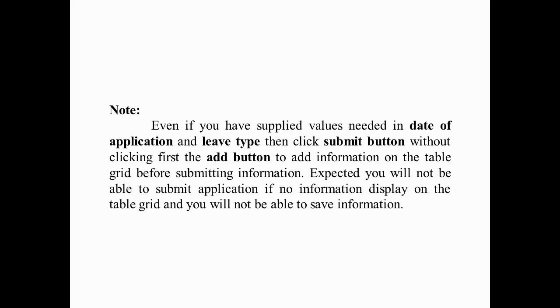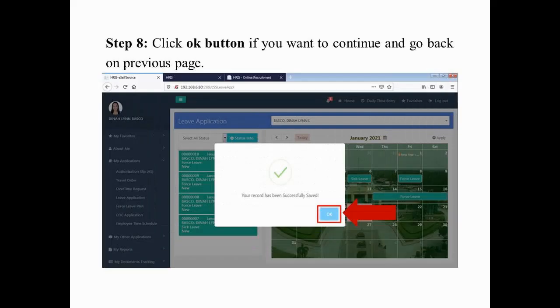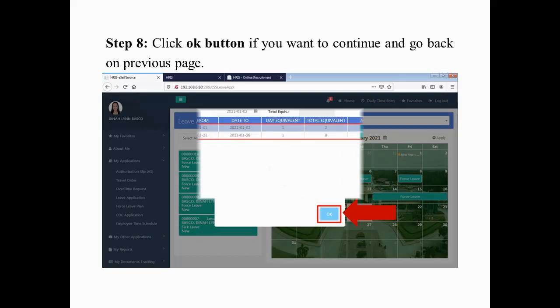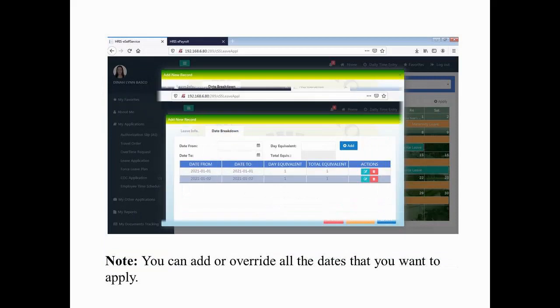To add information on the table grid before submitting information expected, you will not be able to submit application if no information display on the table grid, and you will not be able to save information. Step 8. Click OK button if you want to continue and go back on previous page. Take note, you can add or override all the dates that you want to apply.